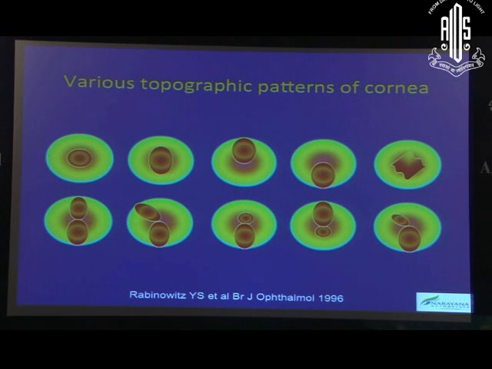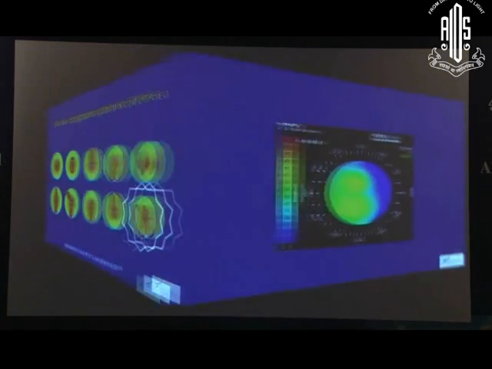Patterns, 10 patterns. This guy, Rabinowitz, forgot about the horizontal bow tie. I don't know why. He forgot about the against the rule astigmatism. Maybe in the US they don't get against the rule astigmatism, but we do get it. So we do remember 11 patterns, the 10 plus our friend, the asymmetric bent bow tie pattern. Now let's go to the first example.